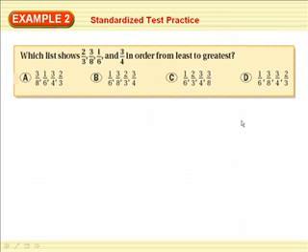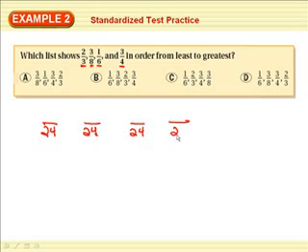Which list shows 2/3, 3/8, 1/6, and 3/4 in order from least to greatest? So we got a 3, an 8, a 6, and a 4. Right away I see they can all go into 24. So why don't we write every single one of those to have a 24 on the bottom? Okay? So this one is 2/3. This one's going to be 3/8. This one's going to be 1/6. This one's going to be 3/4. And basically, we're just writing equivalent fractions.